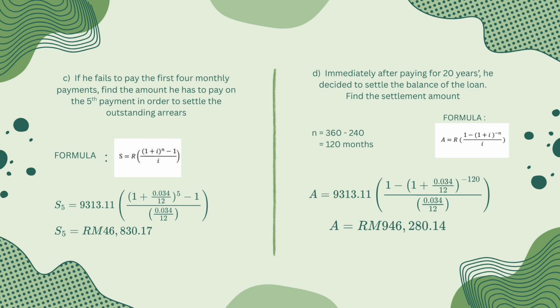Question D. Based on the information that has been given, the loan term is 30 years, which is 360 months, and 20 years, which is 240 months, has been paid. The remaining period is 120 months, since n equals 360 minus 240, which gives the answer. In this question, we will use the present value formula. So we put all the information into the formula. Then, after calculating, the final settlement amount required to settle the balance of the loan after paying for 20 years is Rm 946,280.14.